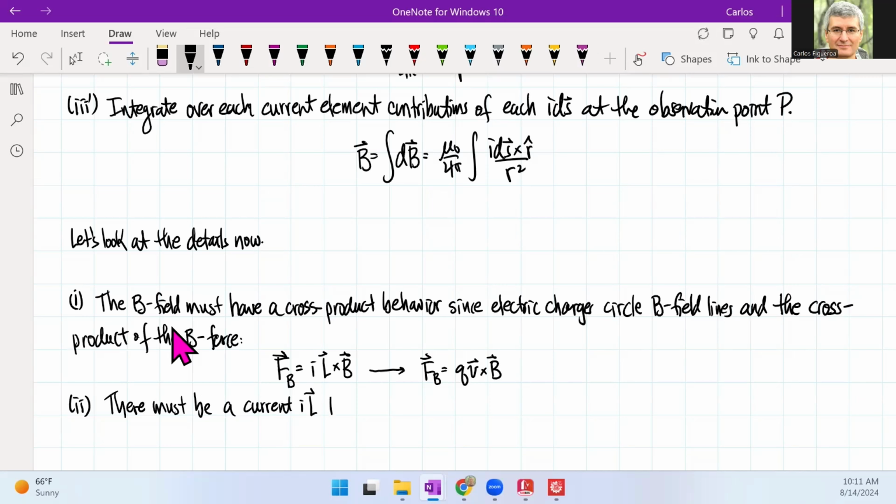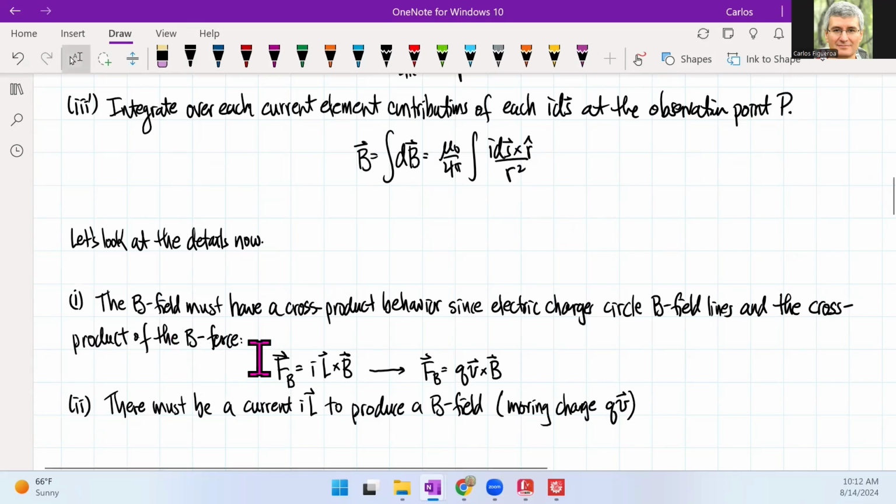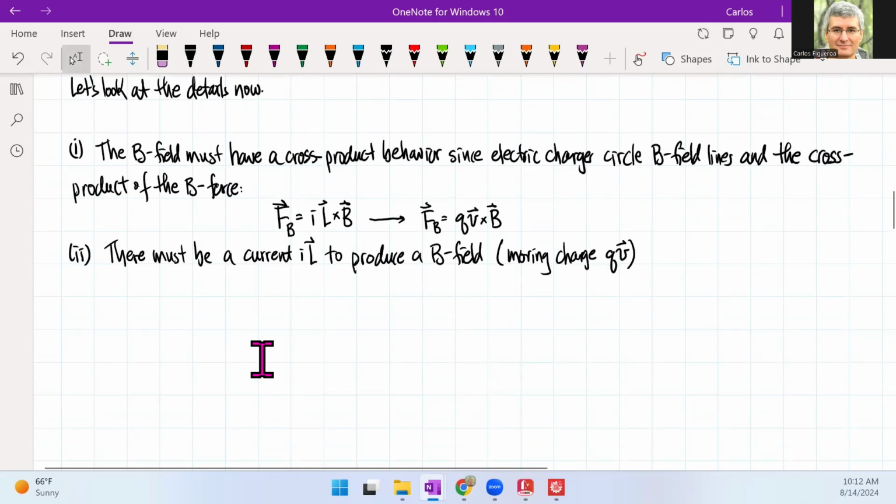I ds to produce a magnetic field. On the other hand, we could say that we have a moving charge, Q v. But as I said already, they're not the same. This law is about currents, not individual charges.